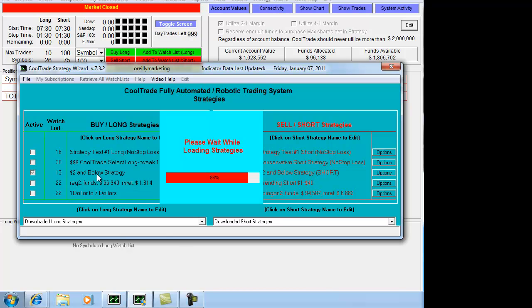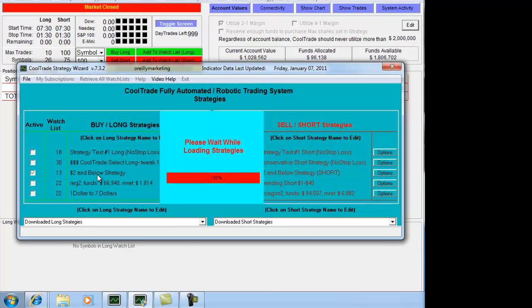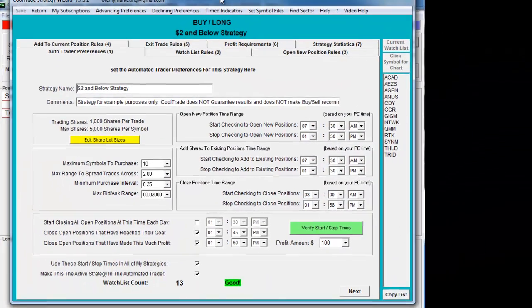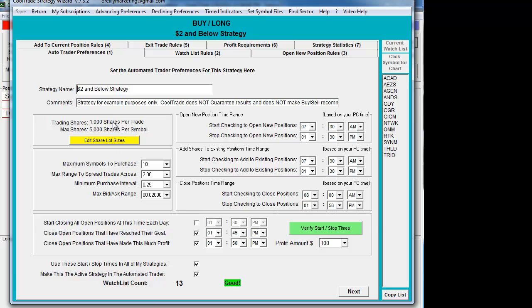And this strategy right here has been supposedly pretty successful for people in the past, but you're going to see it's really simple. So it only trades stocks that are between $1 and $2. It trades 1,000 shares at a time, and it'll only trade up to 5,000 shares per symbol, and we add on 10% drops. Right here, this is when it trades, and I'm actually going to change this to 8:30. I like the market to be open for about an hour before I start trading.